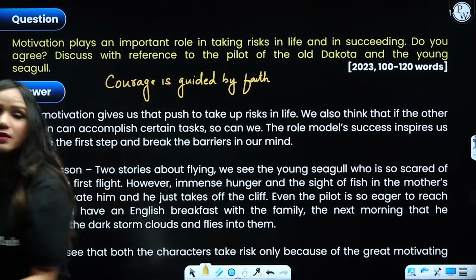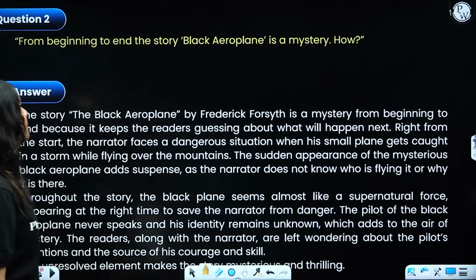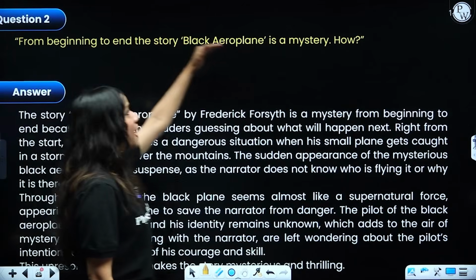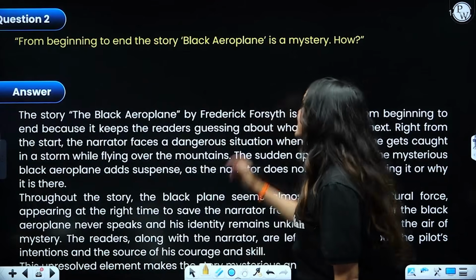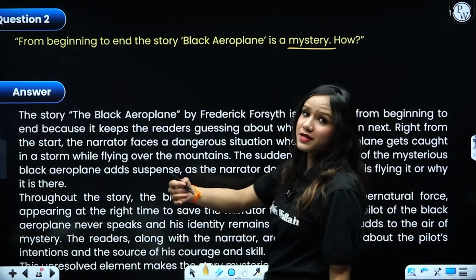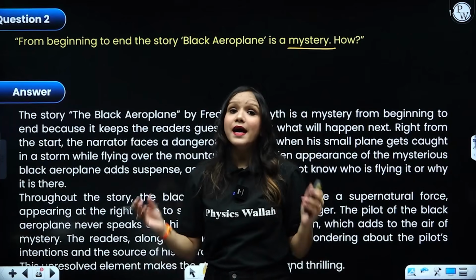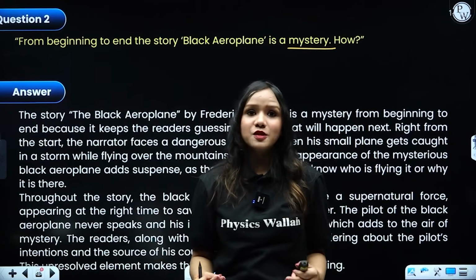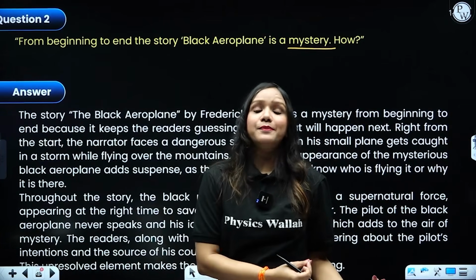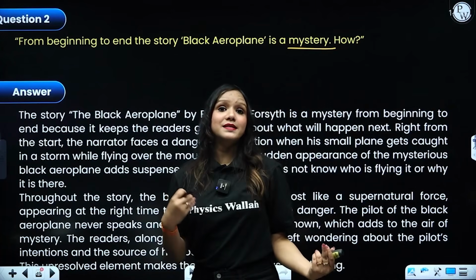Now, let us see another important question. From beginning to end, the story The Black Aeroplane is a mystery. Yes, definitely, this story is mysterious, as the name suggests. The black aeroplane, and as we know that aeroplanes are generally not black, and that too when we are talking about a mysterious plane, which the pilot of Old Dakota sees under mysterious circumstances.